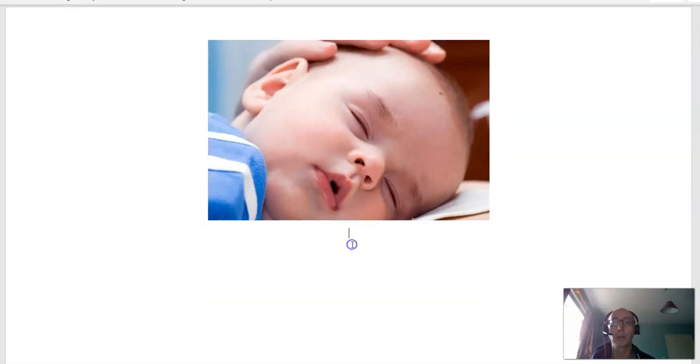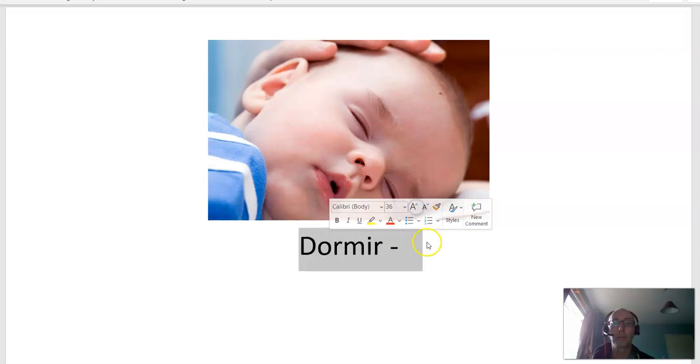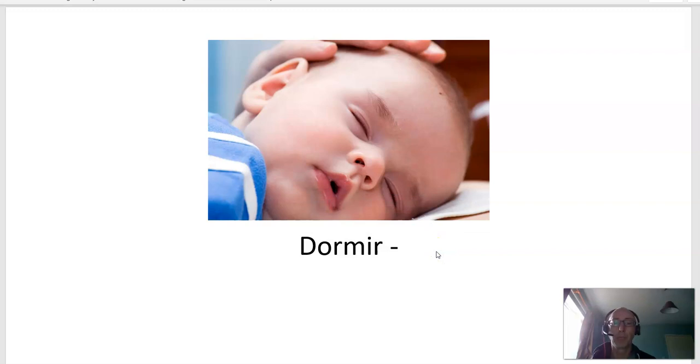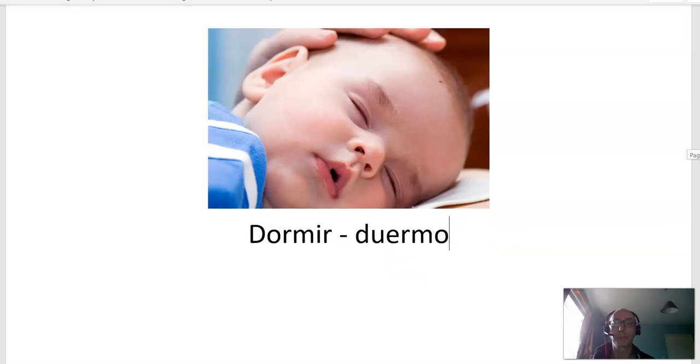So, el infinitivo, ¿cómo se dice? Dormir. So this is a word we learn early. You can remember it from dormitory, place where you sleep, dormir. So we see the O here. We know the O can only change to one thing. What is it? O to UE, duermo.